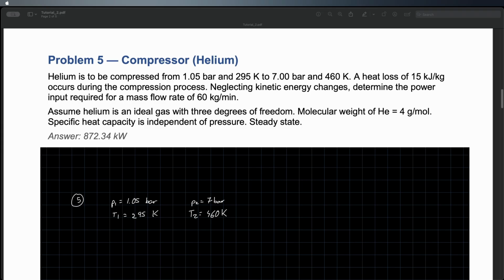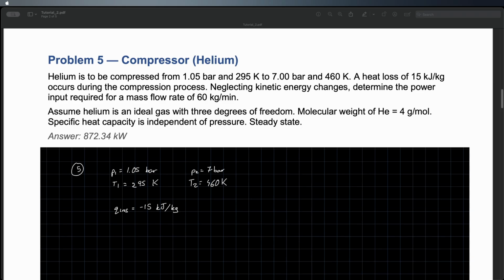We have a heat loss of 15 kilojoules per kilogram. Okay, so let's make this small q loss. This means specific heat loss with respect to mass. So this was minus 15 kilojoules, yes, kilojoules. Again, the minus is because we are losing this energy.